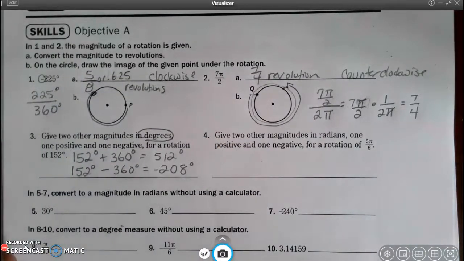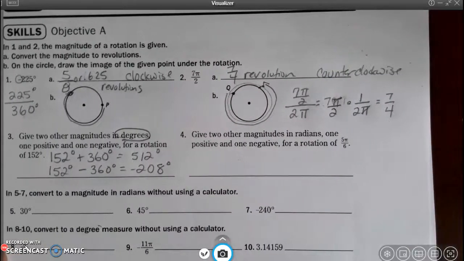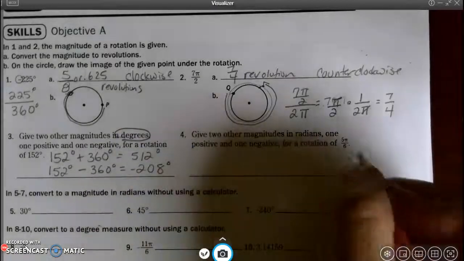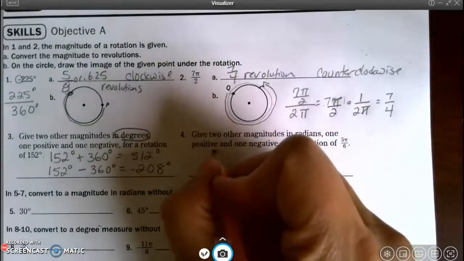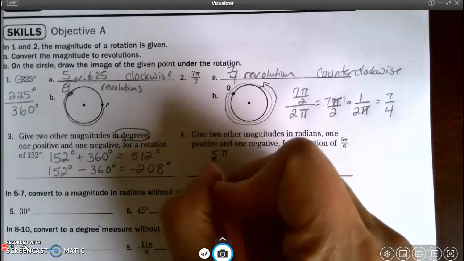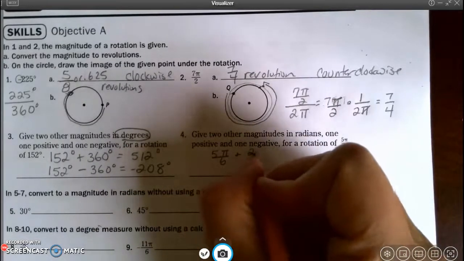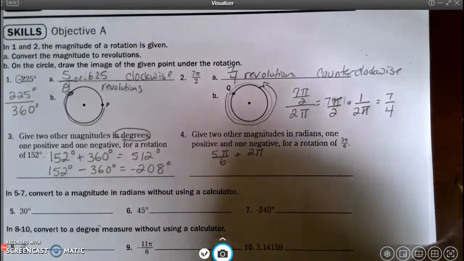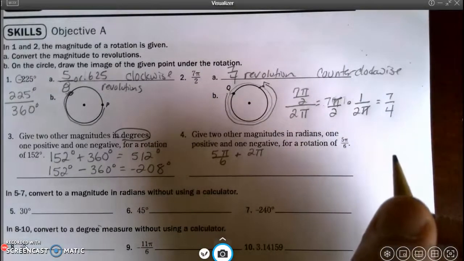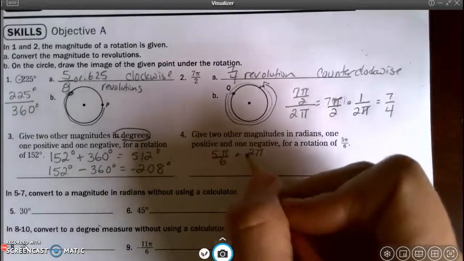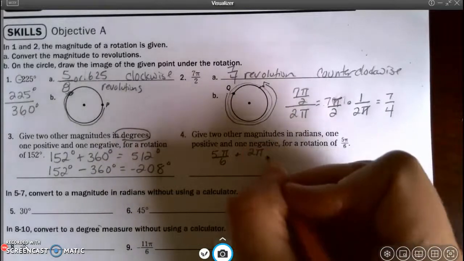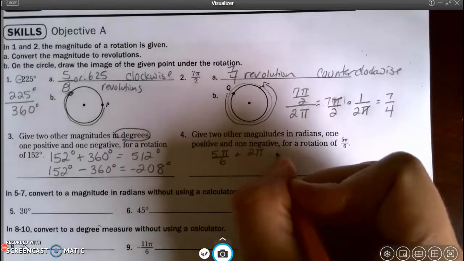All right. Give two other magnitudes, one in radians and one positive and one negative, for a rotation of 5 pi over 6. So I'm going to do the same thing. I'm at 5 pi over 6. If I just go one full rotation, which would be 2 pi, that would give me another positive one. So just going around the circle again lands me in the exact same spot.